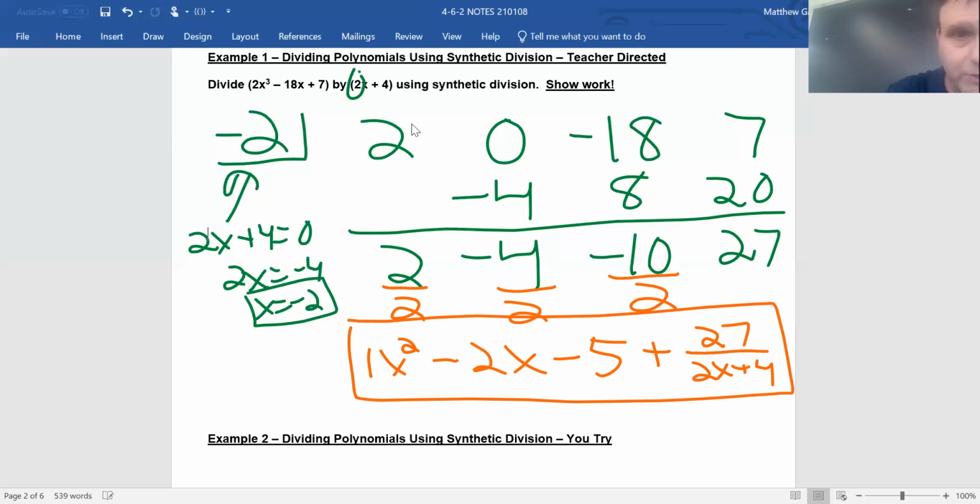Because you got to think of it like this. When you're doing the long division, we would always take 2x cubed and divide it by 2x and end up with x squared. That's what this term is. But we got to account for it through synthetic division by dividing the coefficients by the leading coefficient in the divisor. Okay. So that's a rule you got to remember.